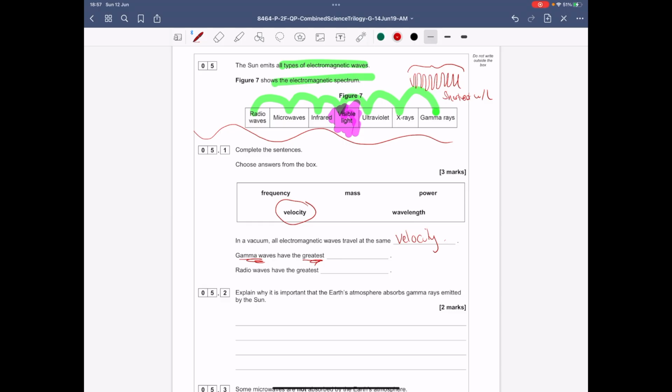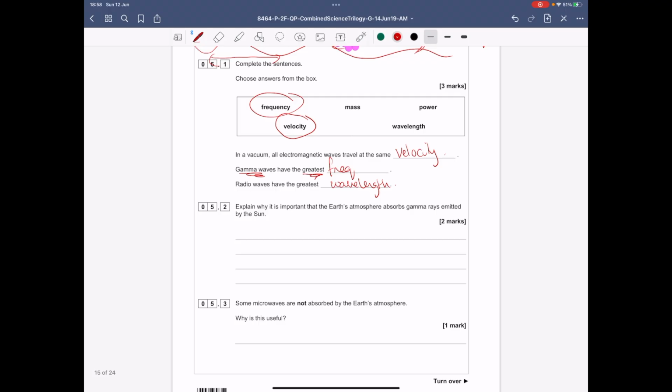And as they have the shortest wavelength, they have the highest frequency. So the answer would be frequency. And therefore, radio waves are the opposite of gamma rays. They've got a really long wavelength. So that would be your answer there. Radio waves have the greatest wavelength in the electromagnetic spectrum.